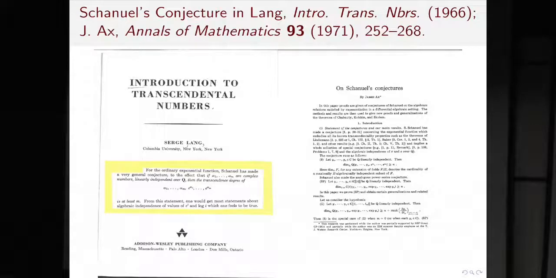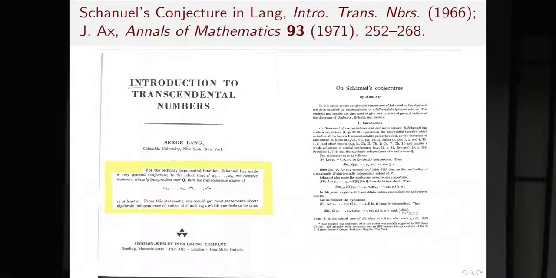So this is the front page of Lang's book. Schanuel's conjecture first appeared in print in a book by Lang. It seems that Schanuel was in graduate school taking a course with Lang and somehow came up with this statement. So I photocopied the page with the conjecture on it, which is in the yellow box. Now, Schanuel apparently also made a corresponding conjecture for functions, which is what I want to describe now.